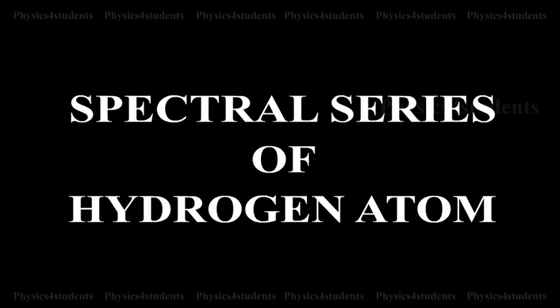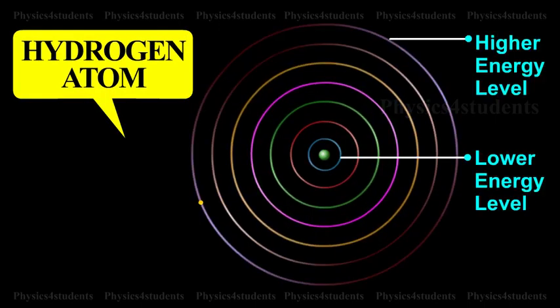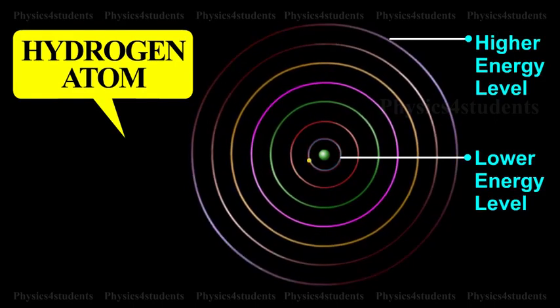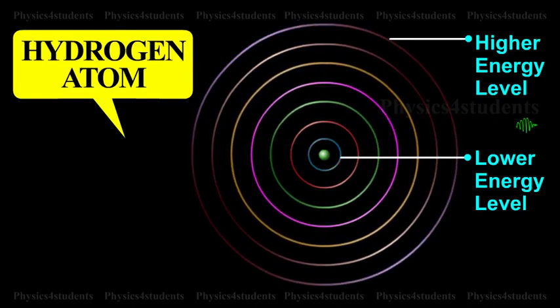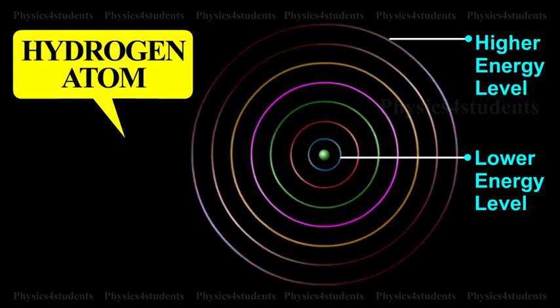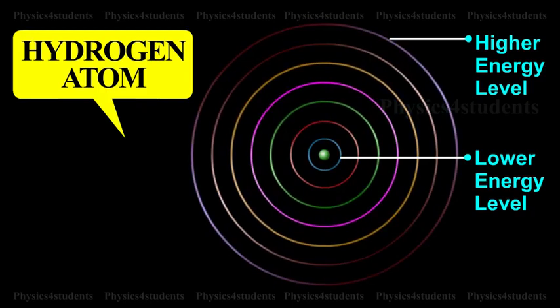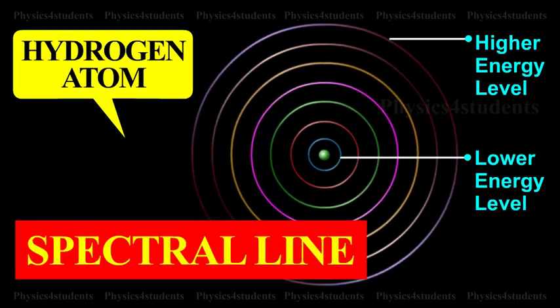Spectral series of hydrogen atom. Whenever an electron in a hydrogen atom jumps from a higher energy level to a lower energy level, the difference in energies of the two levels is emitted as a radiation of particular wavelength. It is called a spectral line.